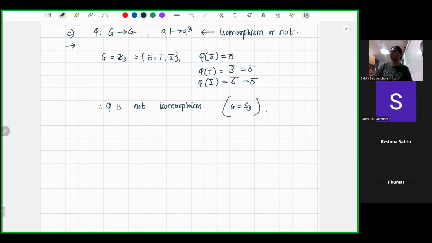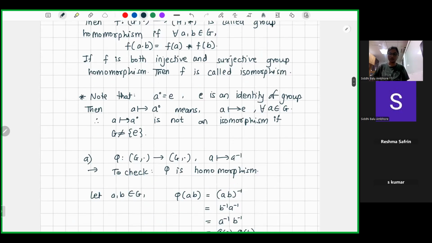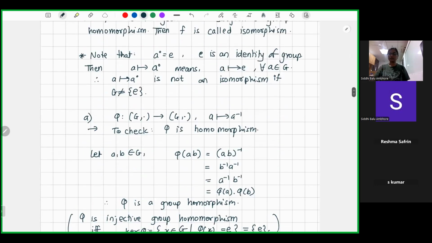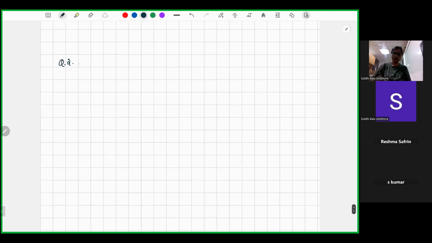Okay, so that's it. Any doubts here? Any doubts? So again, a power 2 and a power 3 will not give us an isomorphism. If you have any doubt, please ask. Otherwise, we will move to the next question.